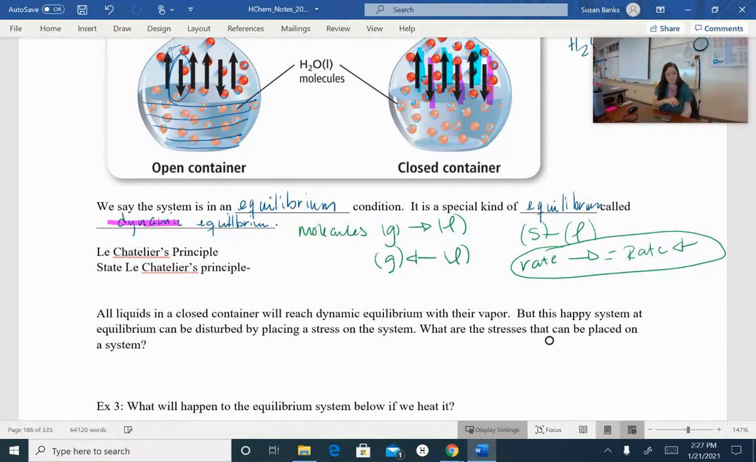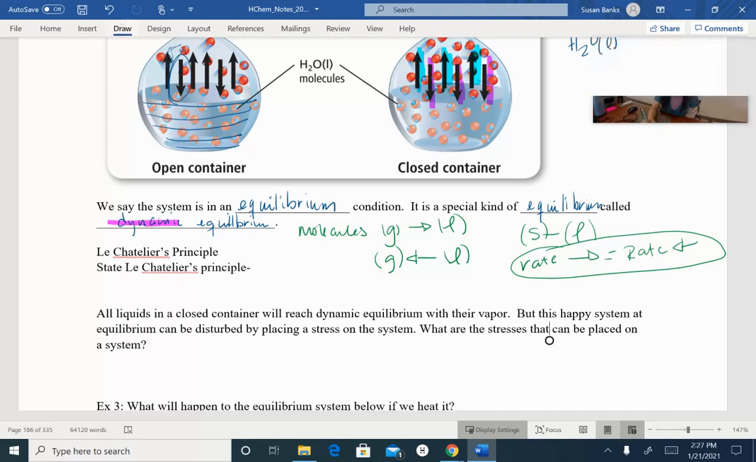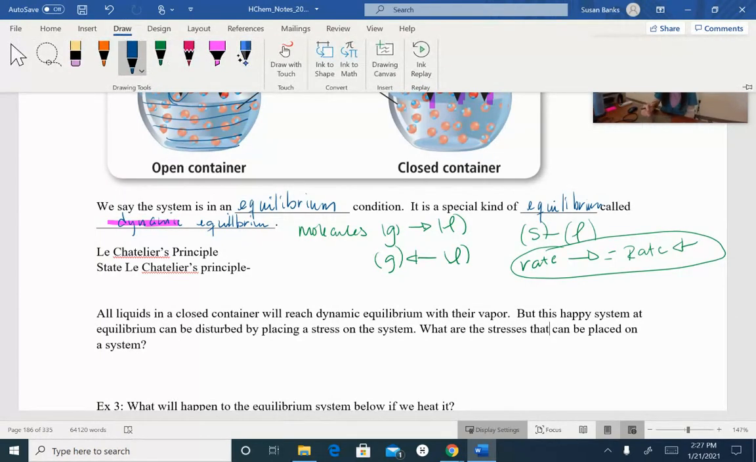We still have individual molecules changing, but the rate of the forward reaction is the same as the rate of the reverse reaction. Okay, so let's talk a little bit about our friend Mr. Le Chatelier. Obviously French, you can tell from his name.